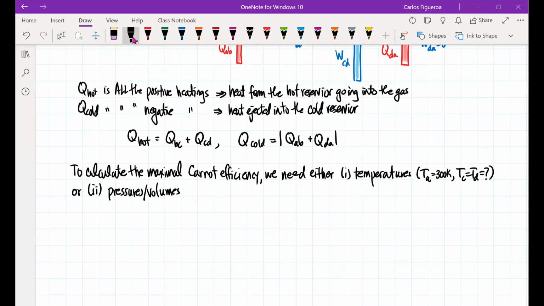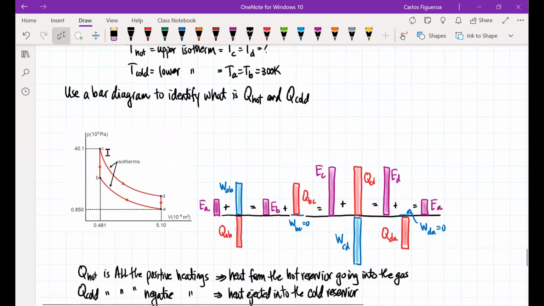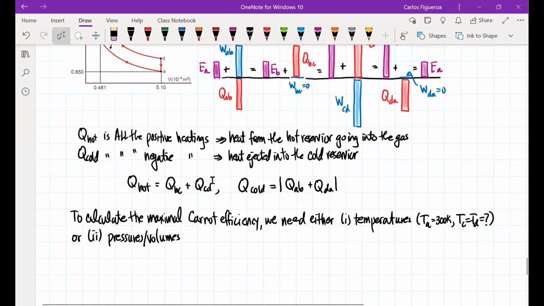So what we're going to see here is that I know pressure C, I know pressure A, and I know all the volumes. So there are 2 pressures that I don't know. I don't know B and I don't know D. So in this case, pressure B and pressure D are unknown.